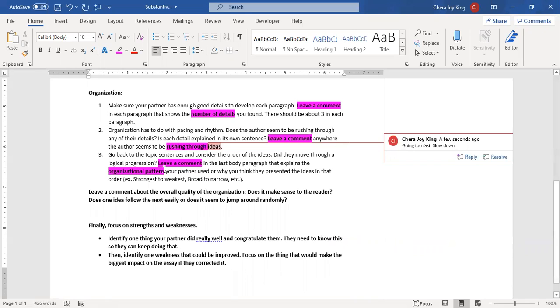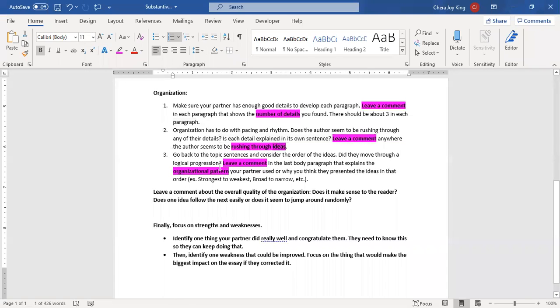Okay. The last thing that I want you to do for organization is go back to those topic sentences and consider the order of the ideas. I'm going to get rid of this comment so we can see the whole thing again. Look at the order of the ideas. Did they move through in a logical progression? So was there a reason that they started with pathos? Do they have all of the pathos together? Do the pathos naturally lead into the logos? Do the logos naturally lead into the ethos? Whatever order they decided, does it seem logical?